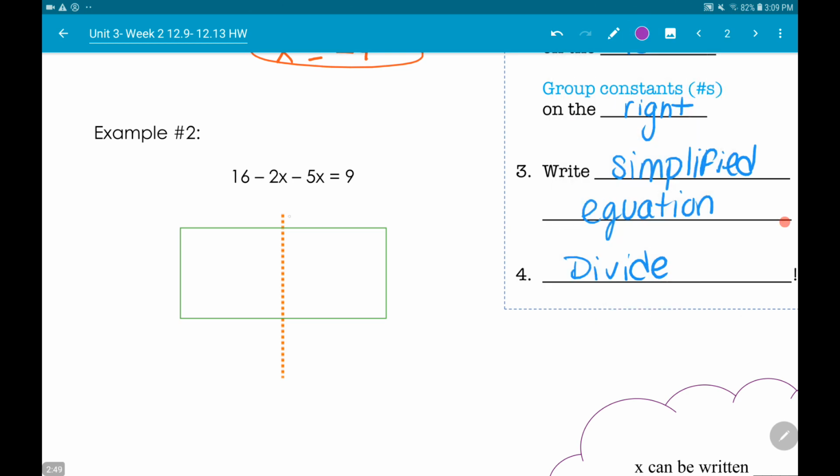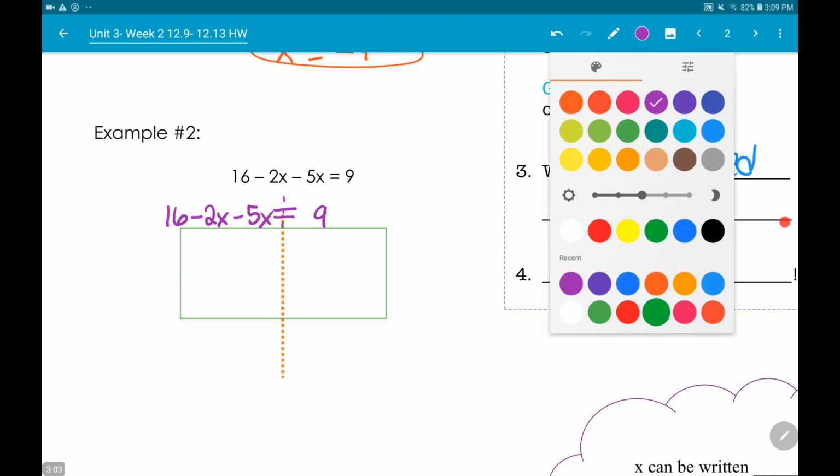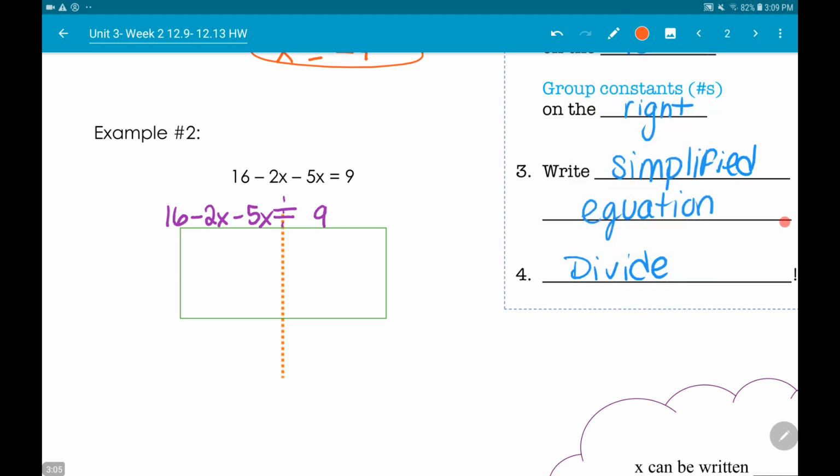Let's go ahead and write my equation lined up with my equal sign. Remember, this means equals, this dotted line. So on the left side of the equals, I have 16 minus 2x minus 5x, and on my right side, I have positive 9. Okay, I just need to do that because I don't want to get confused. And then this is my letter side or my variables. And this is my constant or my number side.